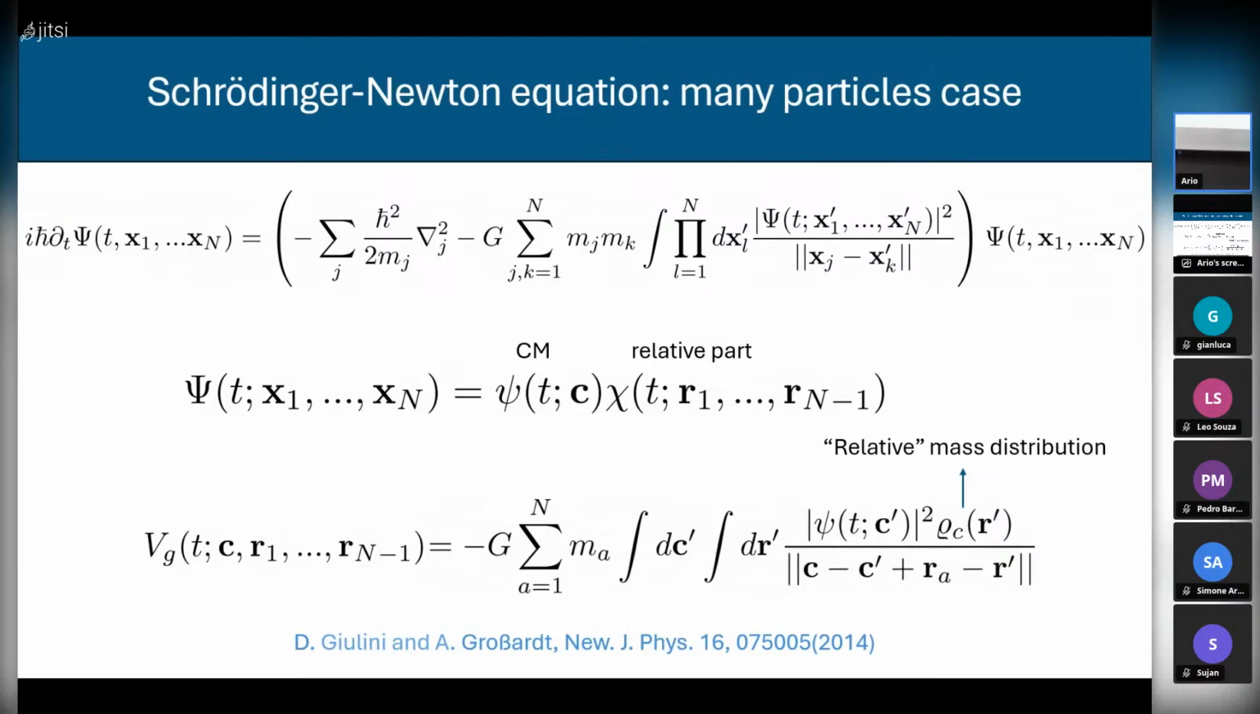So you have some center of mass wave function and some relative wave function with respect to the center of mass. And then you can rewrite the potential in this way, where this rho c is some mass distribution relative to the center of mass, and then you have the modulus squared of the wave function of the center of mass.